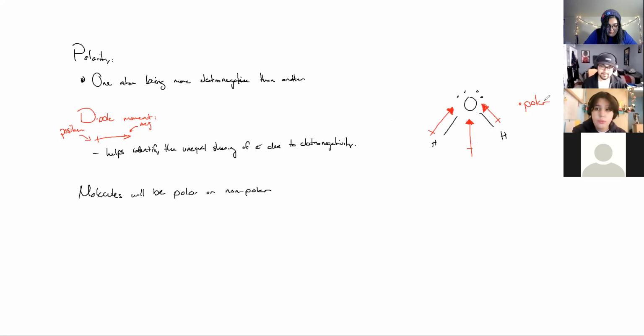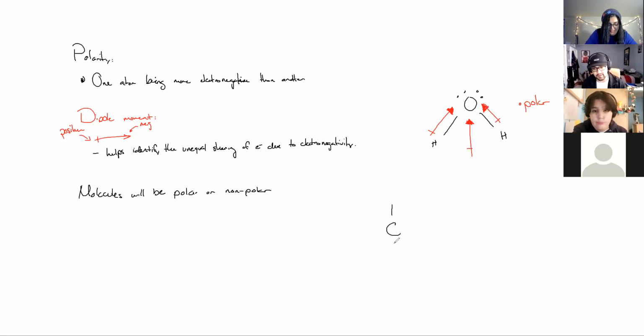Polar only if there's a dipole moment. Not always. There will be dipole moments present, but sometimes they may cancel out. Let's do an example in which they do cancel out. So just if they don't cancel out, that's when we know it's polar? Yes. All right, let's go ahead and look at carbon tetrafluoride.